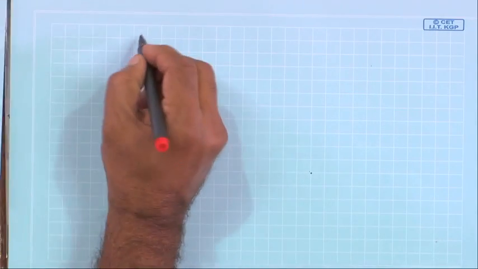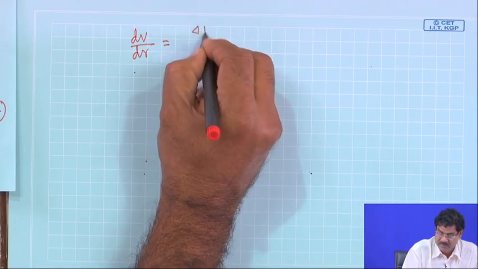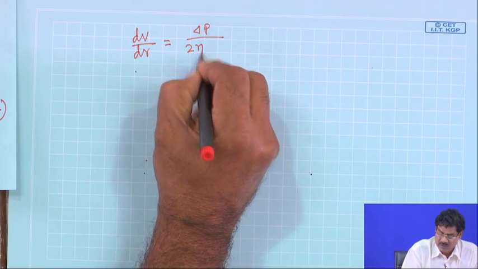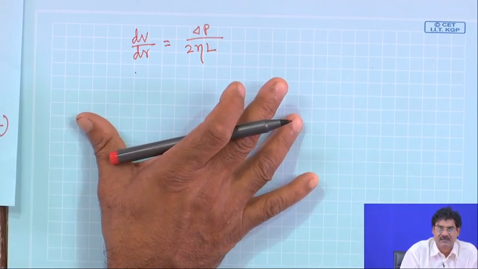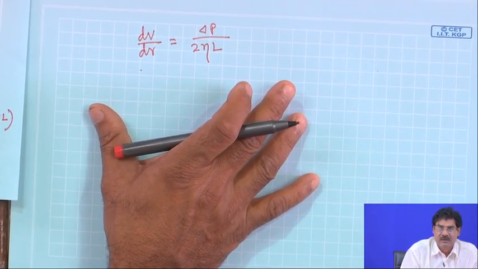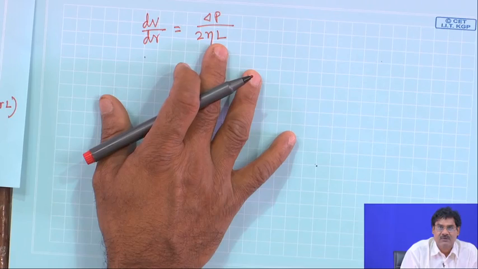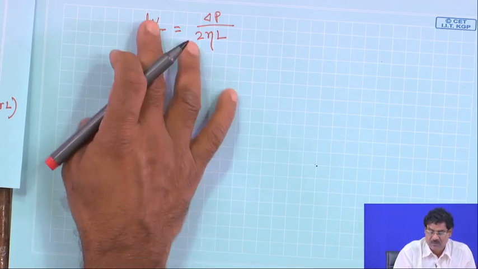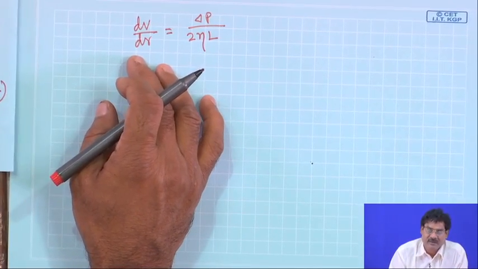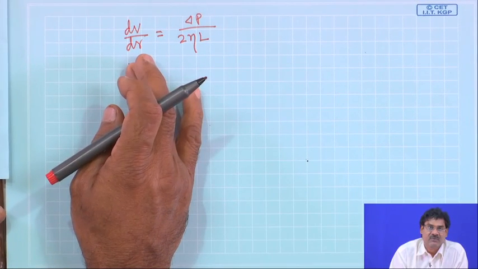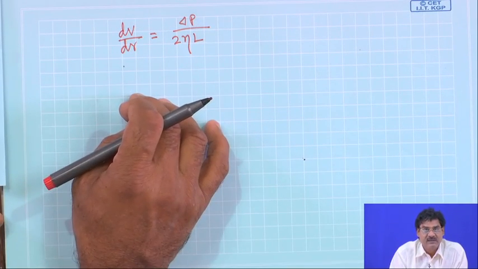So, dV by dr equal to delta P by 2 eta L. Delta P is whatever pressure we are applying between the two ends of the capillary tube. L, the length, is also known, we will measure the length. Now, how to measure dV by dr? Directly we cannot measure it, so we have to go further.